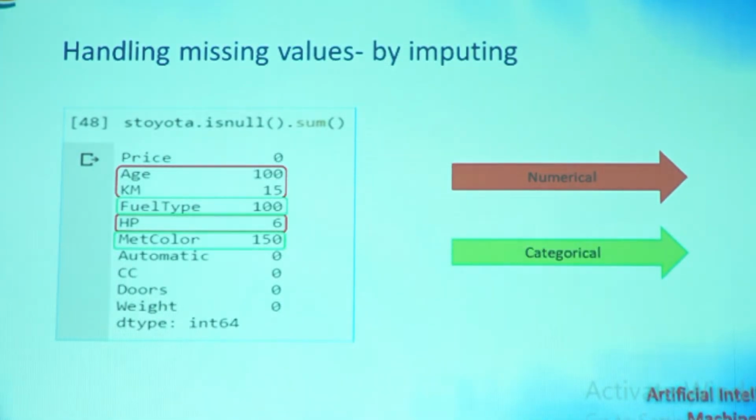I will get back to this numerical and categorical imputing. I'll give you 5 minutes of break, have some water and come. I'll start with data visualization first. We'll visualize these columns and then we'll begin with imputing our missing values. Okay, 5 minutes, but be back in 5 minutes.